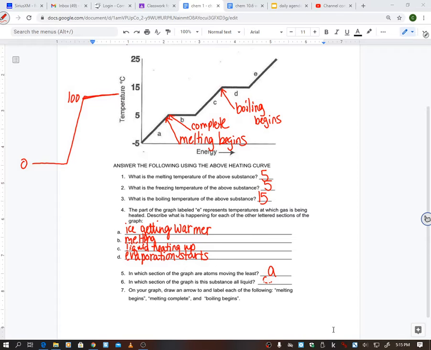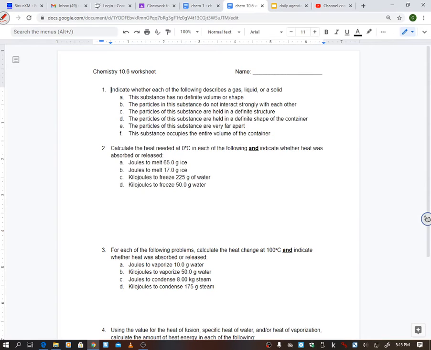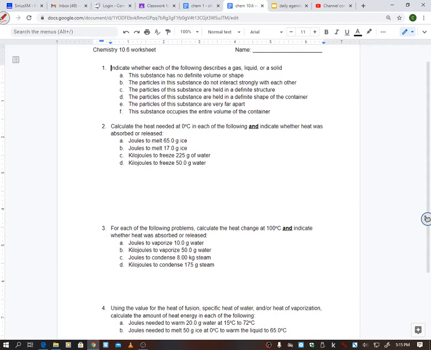Now I want to go over 10.6 number 1. I'm just going to go over a few of these with you. So number 1, this substance has no definite volume or shape. So once again, it's either gas, liquid, or solid. But no definite volume or shape, that's going to be a gas, right? Gases don't have a shape. When I just exhaled, it just went all over the place.